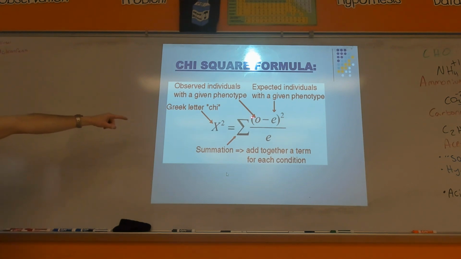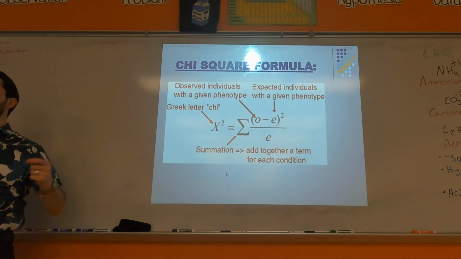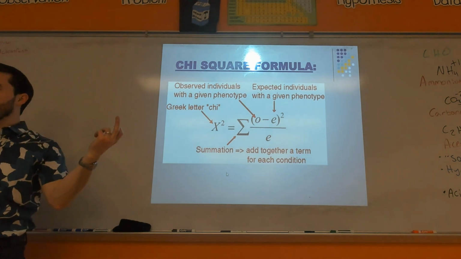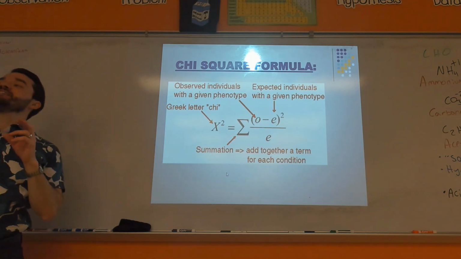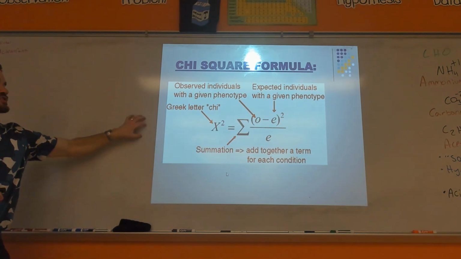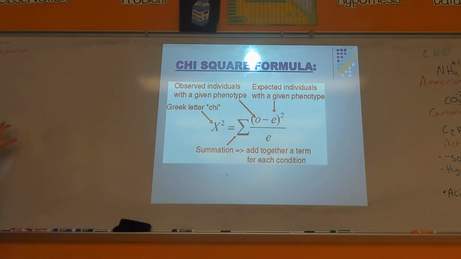Where O is observed, E is expected, and you subtract, square those, and then divide by expected. So when you do genetics problems, it'd be the observed numbers of certain phenotypes minus the expected number of those phenotypes, squared, divided by expected. You sum up all those different calculations. Okay, I'll show you a sample problem. If that seems really complicated, I promise you it's not, especially at your age. The math really isn't that hard.